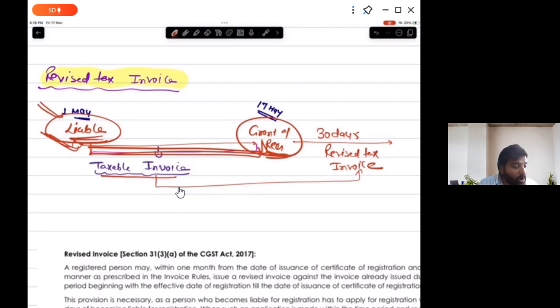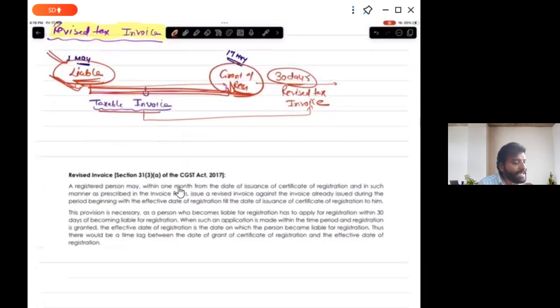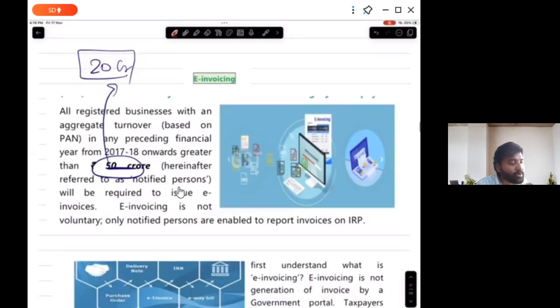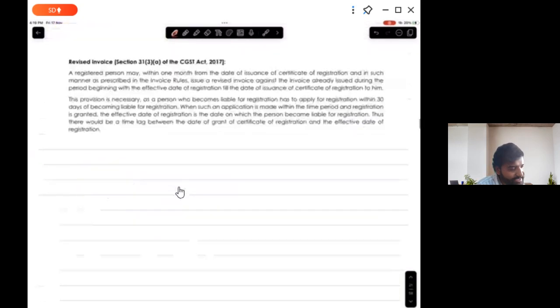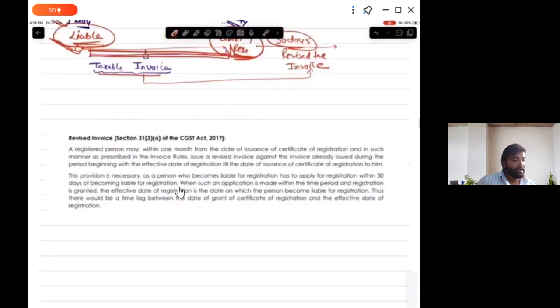And that's why for all these invoices, I need to issue a revised tax invoice within 30 days. So yeah, I need to issue a revised tax invoice within 30 days for all the invoices that I have already issued. I need to revise those invoices and I will get 30 days to revise those invoices. Got it? Very nice.